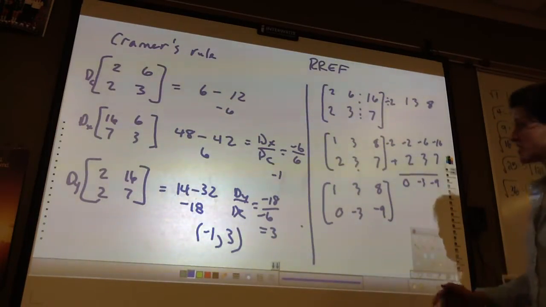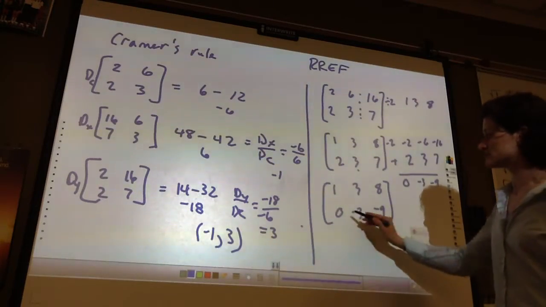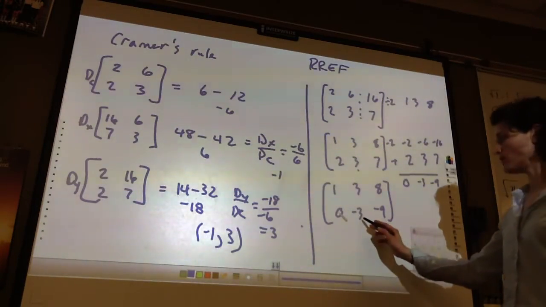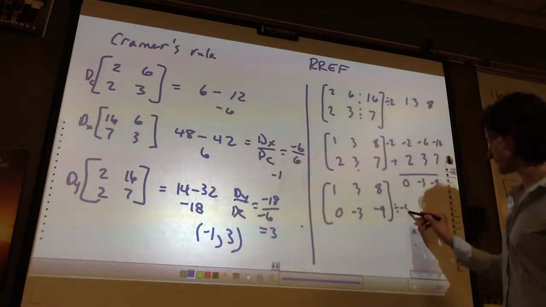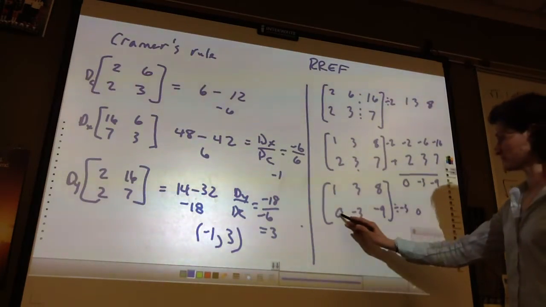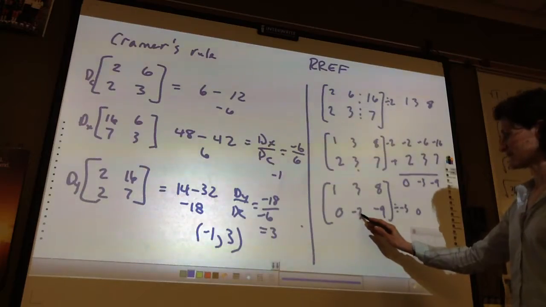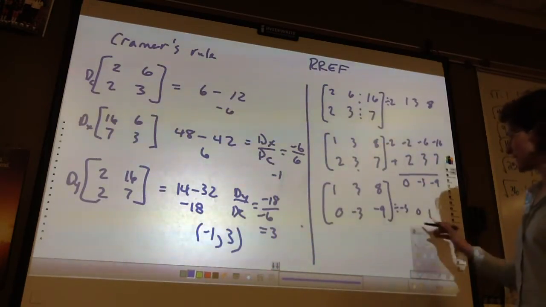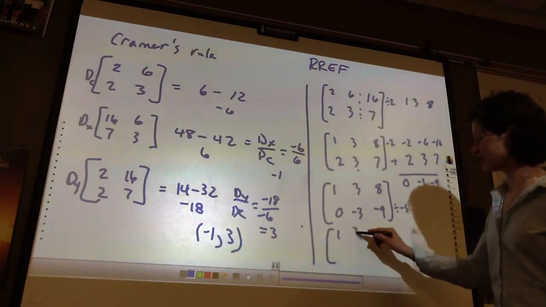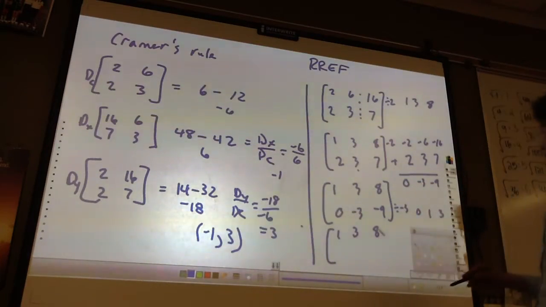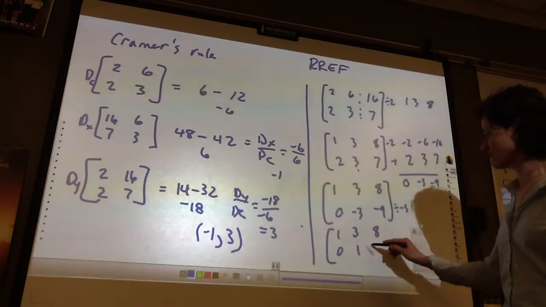Now, row echelon has a 1 in the diagonals, a 0 in the corner. So I need a 1 here. Easy to do, just divide by negative 3. So that gives me 0 divided by negative 3, 0. Negative 3 divided by negative 3, 1. Negative 9 divided by negative 3, 3. So now, finally, we have row echelon form.